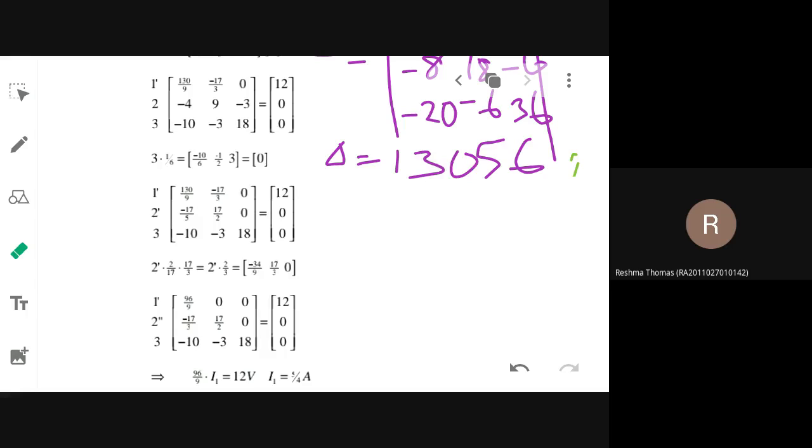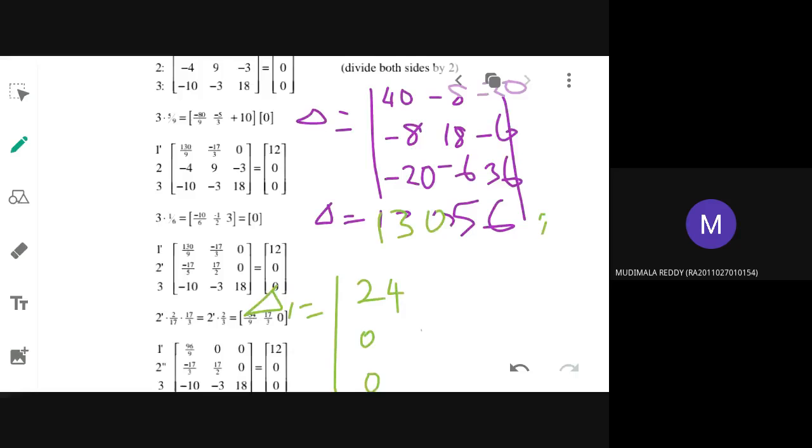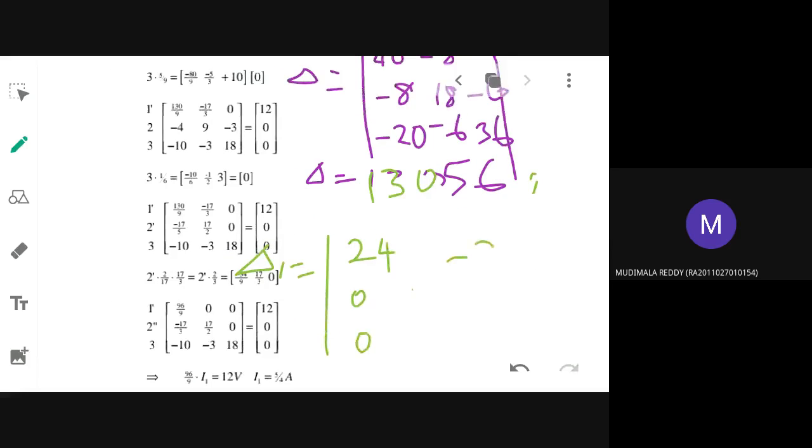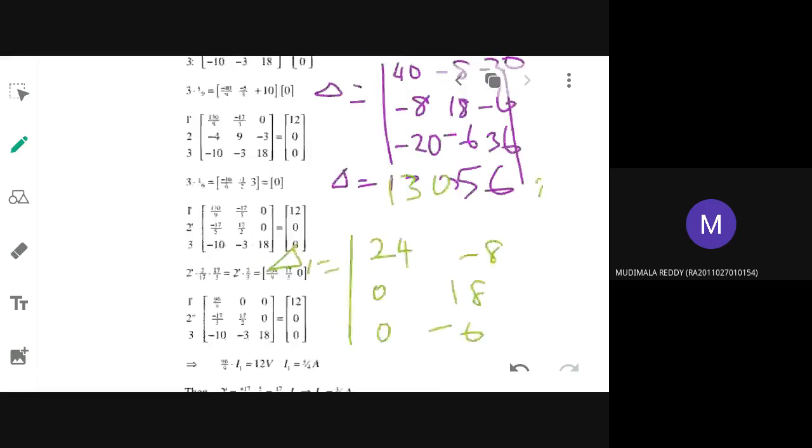Okay, let me check the answer finally. So what is my del 1? In del 1, the first column I am going to replace by the voltage elements. So 24, 0, 0, minus 8, 18, minus 6, minus 20, minus 6, 36. So find out del 1 also and then del 2 too.